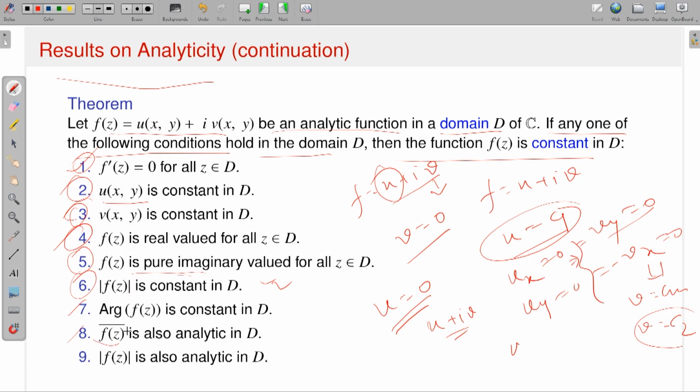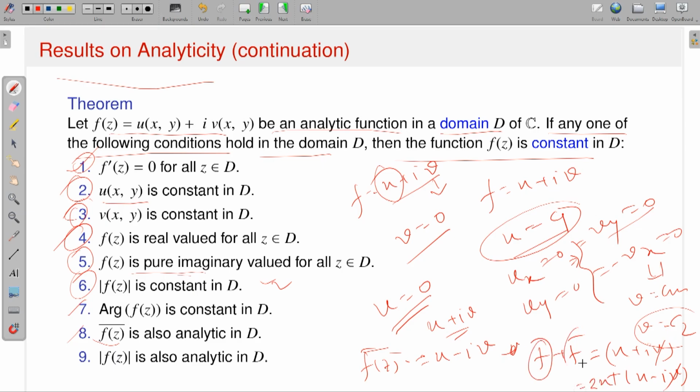What is this one? f of z bar, that is very easy. What is f of z bar? If f is u plus iv, then f of z bar is u minus iv, right. Now f is analytic and f bar is analytic. Therefore, what is f plus f bar? If I just add them, this is u plus iv and this is u minus iv. Now this will get cancelled, so you will have exactly 2 times u.